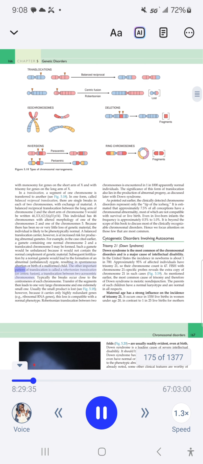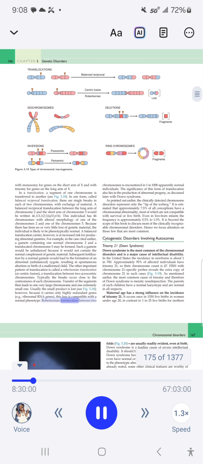The other important pattern of translocation is called a Robertsonian translocation, or centric fusion, a translocation between two acrocentric chromosomes. Typically, the breaks occur close to the centromeres of each chromosome. Transfer of the segments then leads to one very large chromosome and one extremely small one. Usually, the small product is lost (see Figure 5.18), however, because it carries only highly redundant genes, e.g., ribosomal RNA genes. This loss is compatible with a normal phenotype.